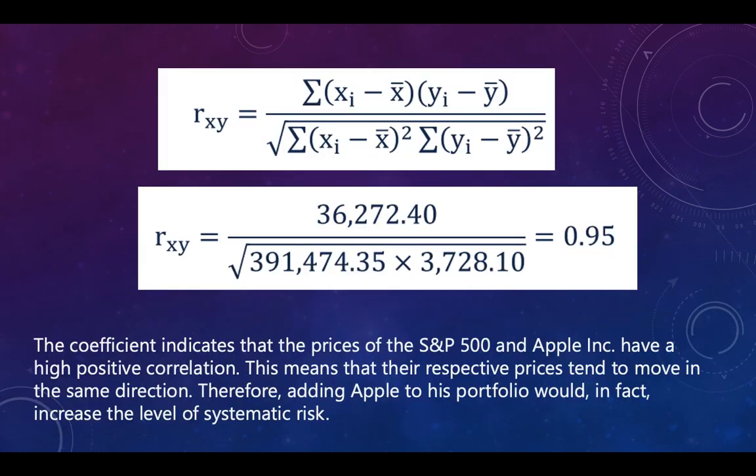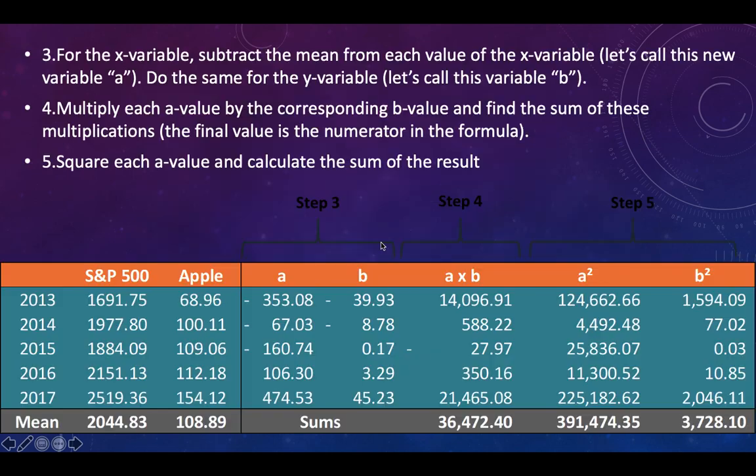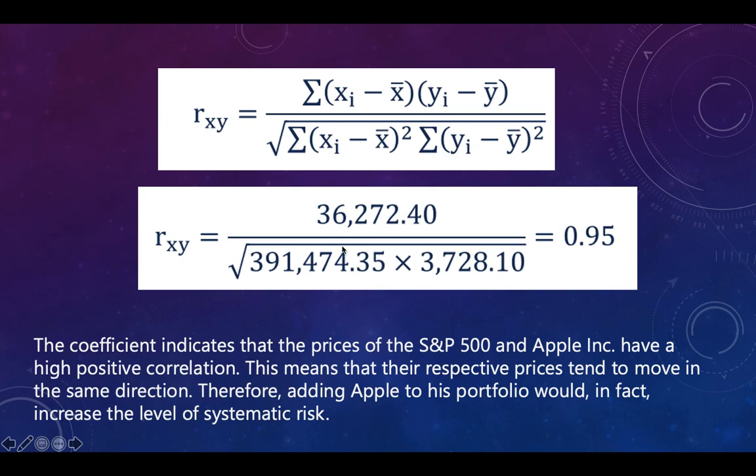Next, what you have to do, I wrote the formula here, xi minus x bar into yi minus y bar. This multiplication we already got as 36,472.40. So I just put the formula, and the second part I got as the summation of xi minus x bar square and yi minus y bar square. After doing the multiplication and all the calculation, I got the value as 0.95. So 0.95 is nearby 1.